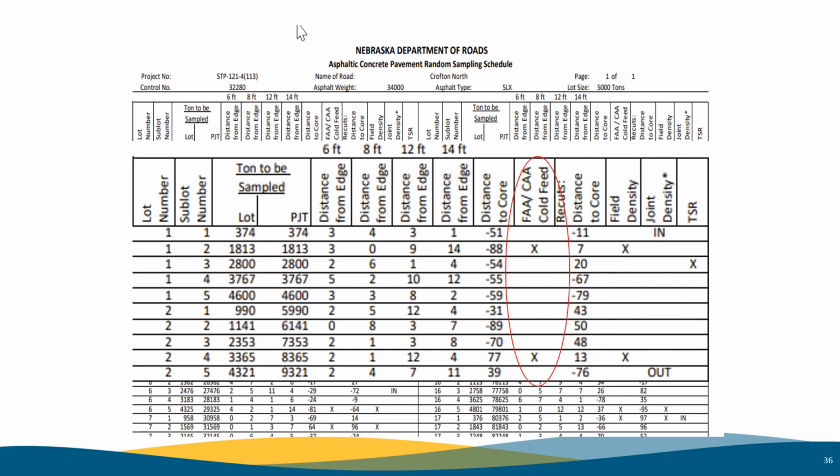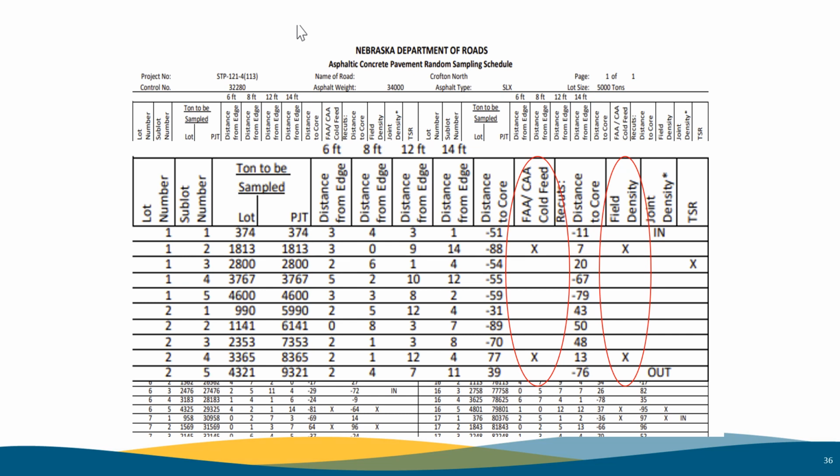The FAA-CAA cold feed column indicates the sublot in which the contractor is required to get the cold feed sample for the FAA and CAA testing. This also indicates the sublot in which the asphalt and cold feed samples will be delivered to the NDOT laboratory for verification testing. The field density column indicates the core that will be cut and delivered to the appropriate lab for testing. However, if the contractor chooses to use the gauge for density testing, all of the cut cores will be delivered to the NDOT laboratories.